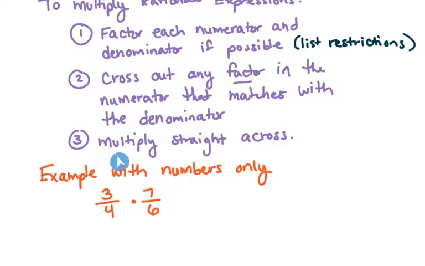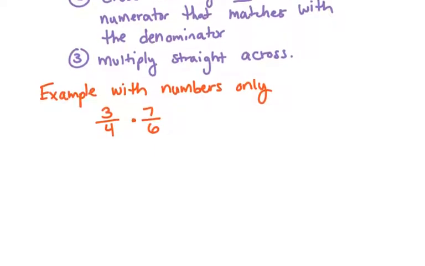And then just like with fractions using only numbers, we're just going to multiply those fractions straight across. So you're not cross multiplying, you're going straight across. I wanted to show you first an example with numbers, and then we can look at some where we're adding variables to it. So here I have a fraction and then times another fraction.